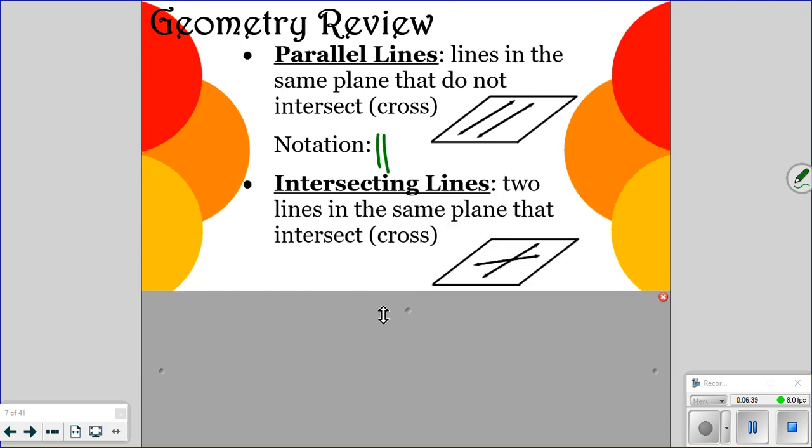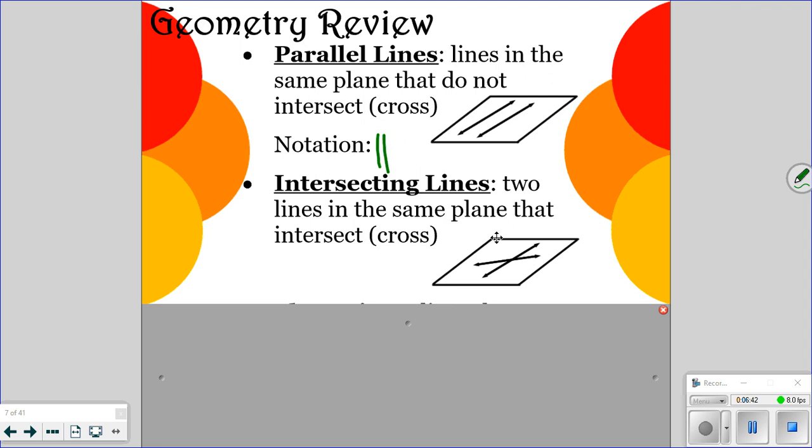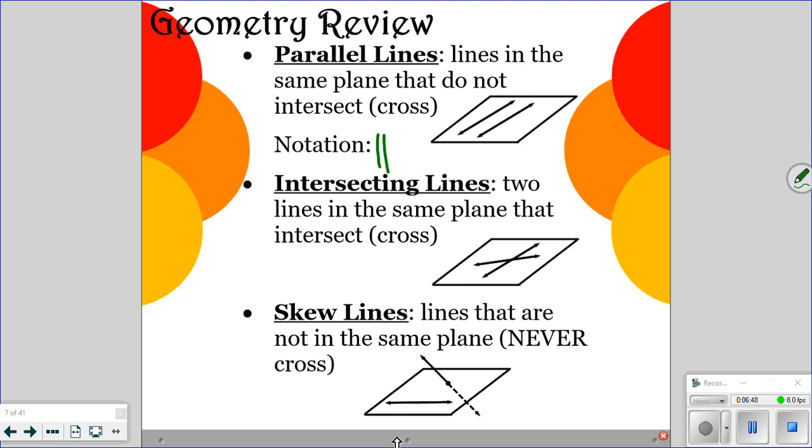If you have intersecting lines, those are just 2 lines that are in the same plane that do intersect. And you don't have a notation for intersecting lines. Skew lines are lines that are not in the same plane, which means they never intersect, they never cross. So one of them is in one plane and then the other one is going through it, but they never touch.